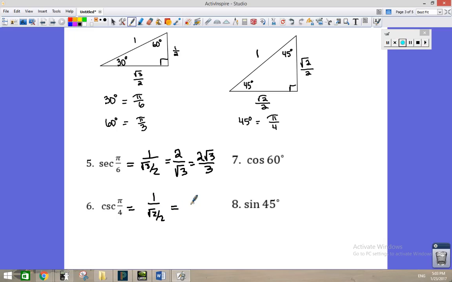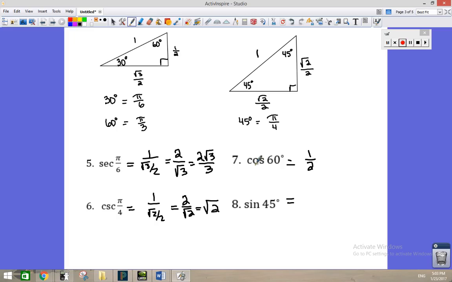If you take the reciprocal, this is 2 over radical 2, which just rationalizes to radical 2. Multiply it by square root 2 over square root 2. The cosine of 60 is the adjacent leg over the hypotenuse, so that's 1/2.